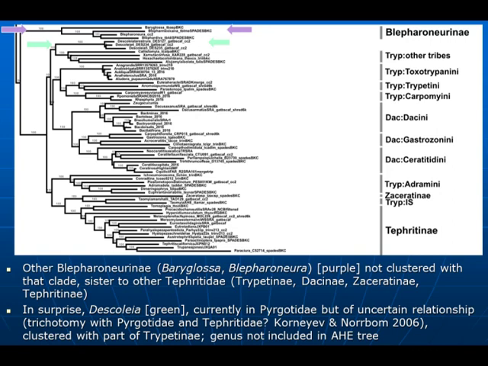And a bit of a surprise, Descoleia, which was in the Pyrgodidae, but we don't really know where it went. In the combined tree, it's clustered with part of the Tephritidae.